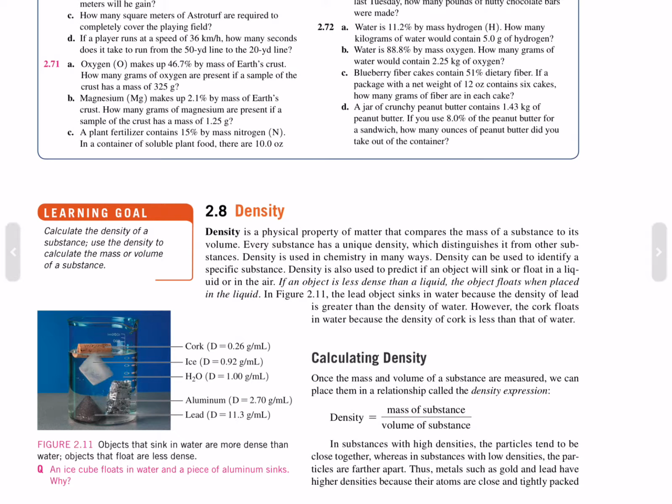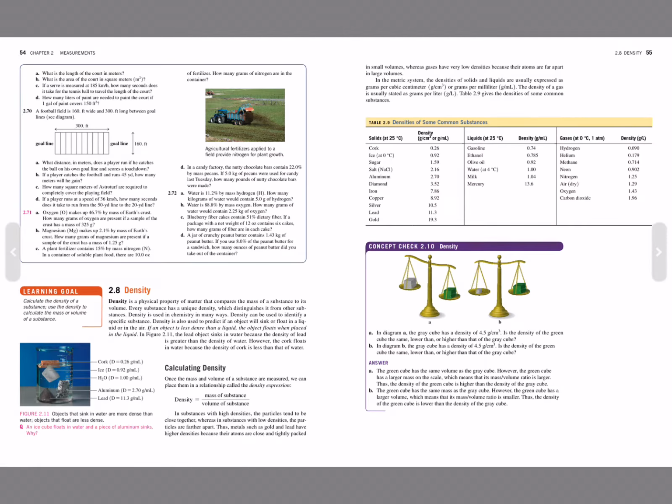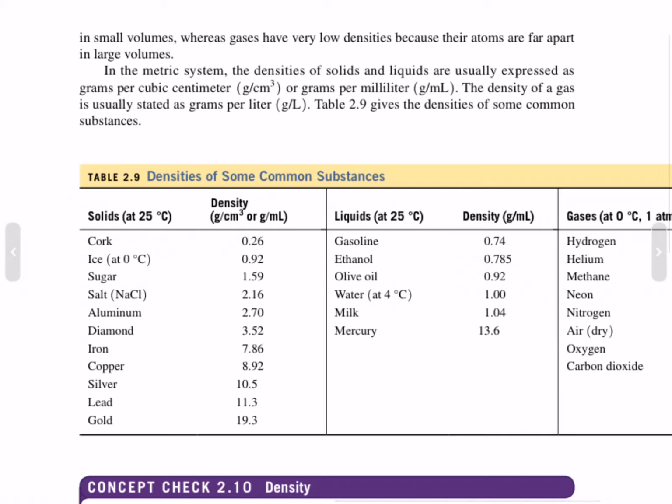In substances of high densities, the particles tend to be close together, whereas in substances of low densities, their particles are farther apart. Thus, metals such as gold and lead have higher density because their atoms are close and tightly packed in small volumes, whereas gases have low densities because their atoms are far apart in large volumes.